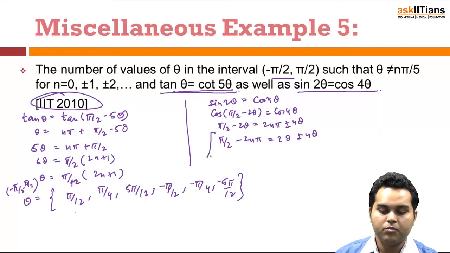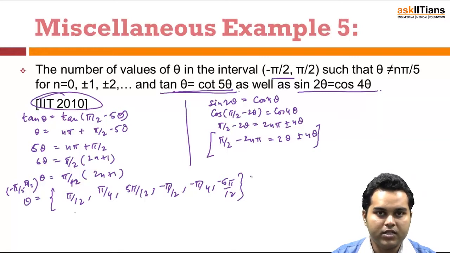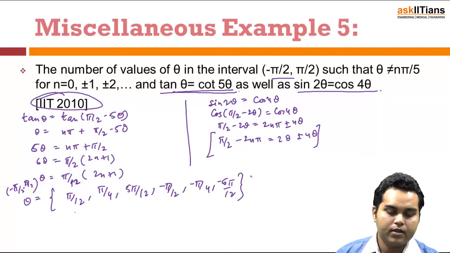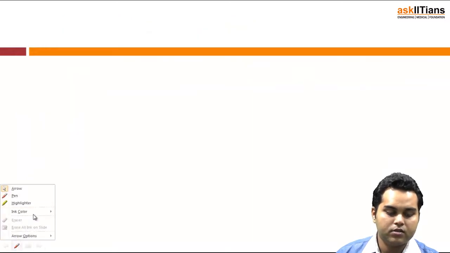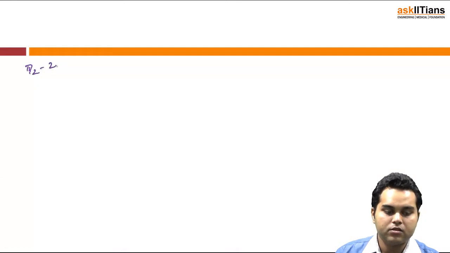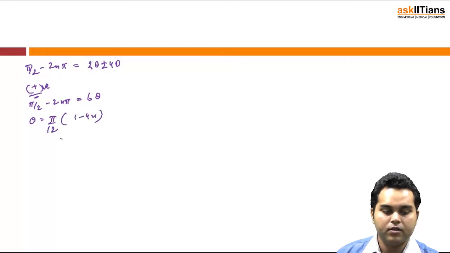Now I will have to solve for two values. One would belong to the positive sign on the right hand side and the other would belong to the negative sign on the right hand side. I will proceed to the next slide with the same equation, that is pi by 2 minus 2n pi is equal to 2 theta plus minus 4 theta. So I will consider the positive sign here, which would give me pi by 2 minus 2n pi is equal to 6 theta, and theta would be equal to pi by 12 of 1 minus 4n.